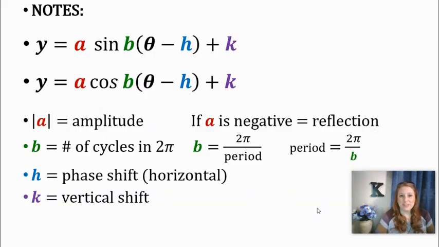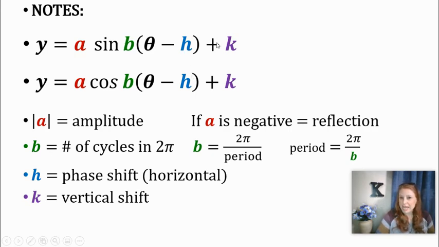So let's start off with looking at the notes here. You'll notice that we have the sine and cosine equations, and you'll notice some new letters. So you'll see the A and the B that we've been dealing with in the previous couple of weeks. And so A, if we recall, the absolute value of A is the amplitude, and if A is negative, it causes that vertical reflection, and B is that number of cycles within 2 pi.